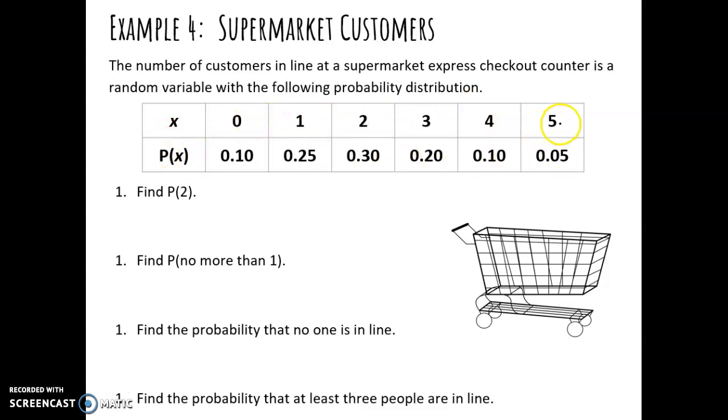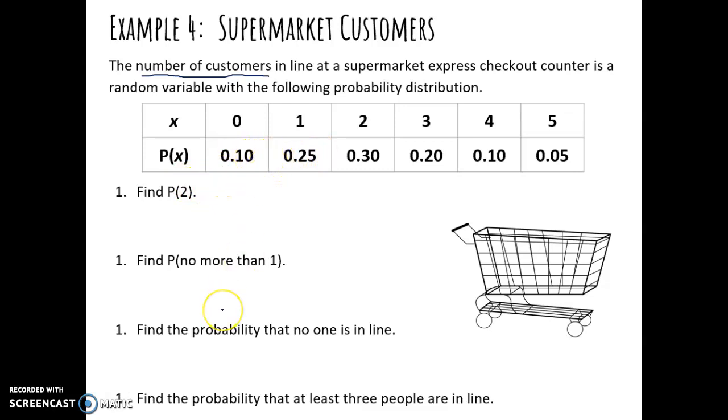Now, what does the 0 through 5 mean? The 0 through 5 are the number of customers that could be in a line at a supermarket express checkout. There could be 0 customers in line, or 1, or 2, or 3, or 4, or 5. The probability of 0 being in line is 0.10. 1 being in line is 0.25, so on and so forth.